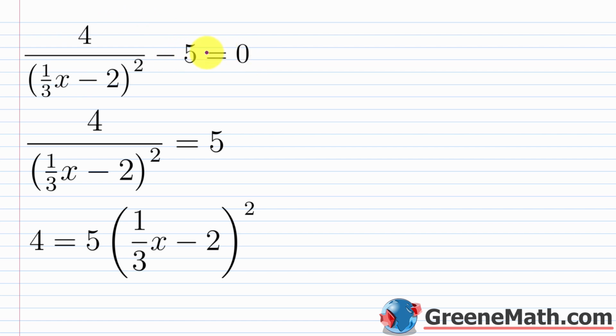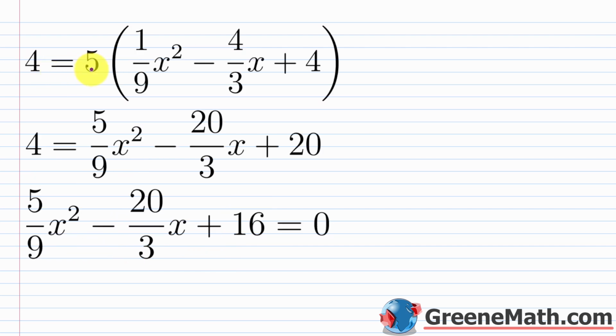So first we're going to add 5 to both sides of the equation. So we get this 4 over the quantity 1/3 x minus 2 squared is equal to 5. And then I'm going to multiply both sides by this denominator here. And I'm going to get 4 is equal to 5 times the quantity 1/3 x minus 2 squared. This comes from expanding that guy, so you get 1/9 x squared minus 4/3 x plus 4. Distribute the 5 into each guy. You get 4 equals 5/9 x squared minus 20/3 x plus 20.